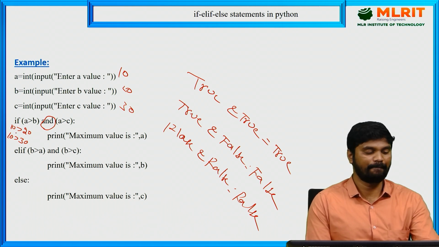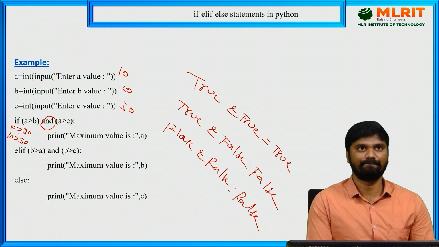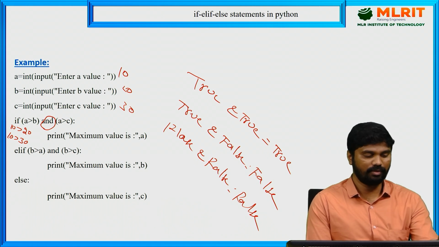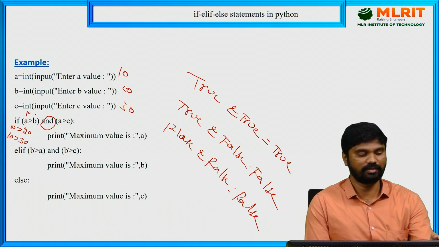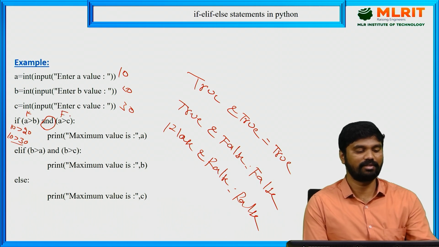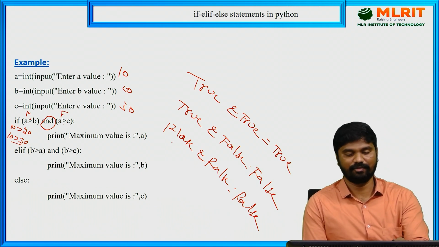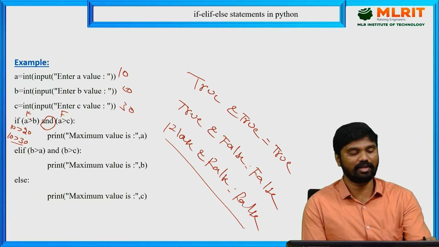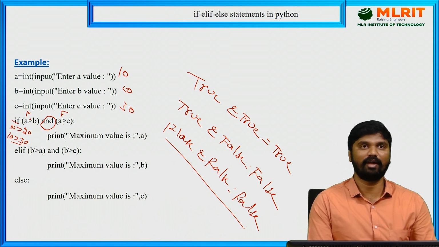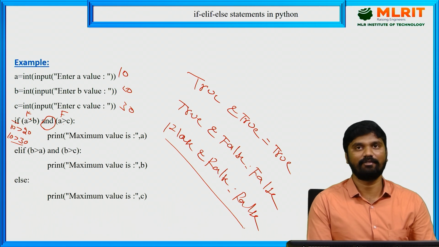Now see here, is 10 greater than 20? True or false? False. Is 10 greater than 30? True or false? False. False and false means the total condition becomes false. So whenever the total condition becomes false, the flow enters the second condition evaluation.